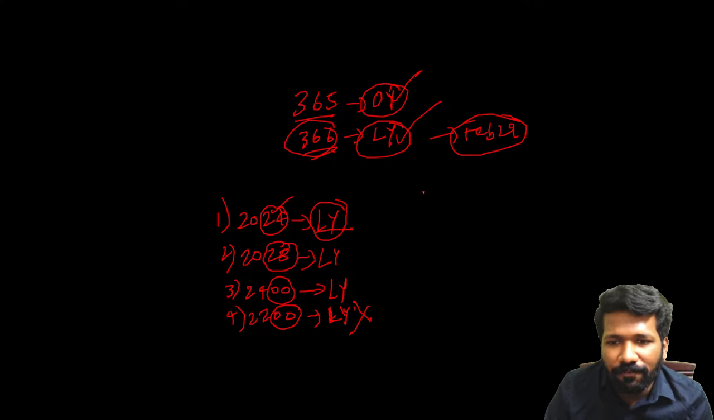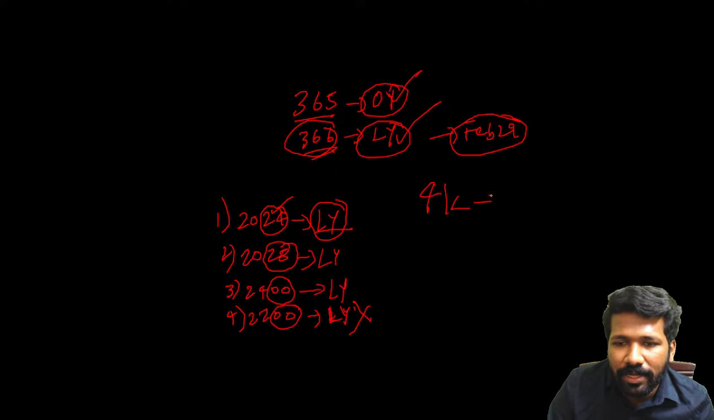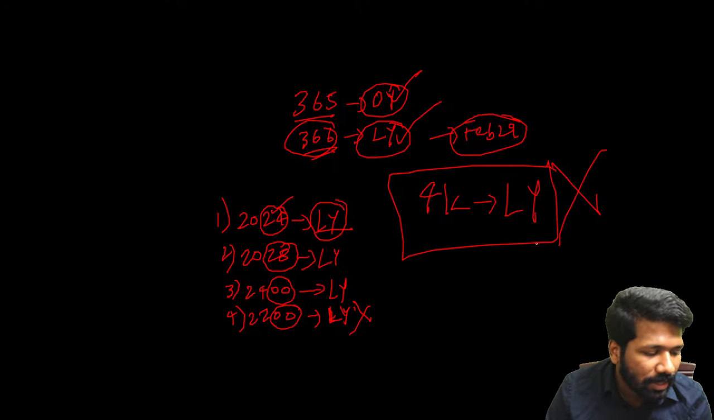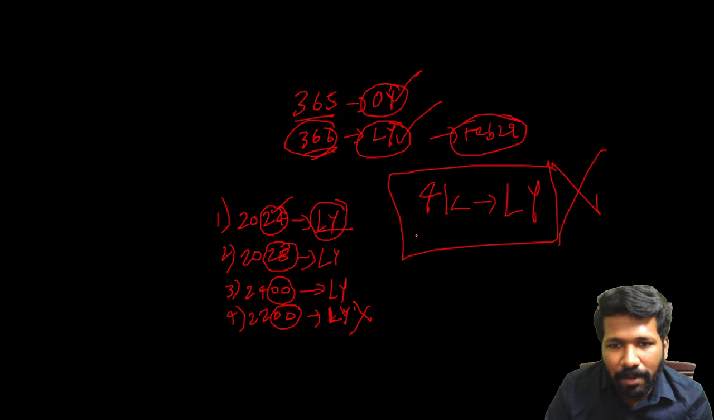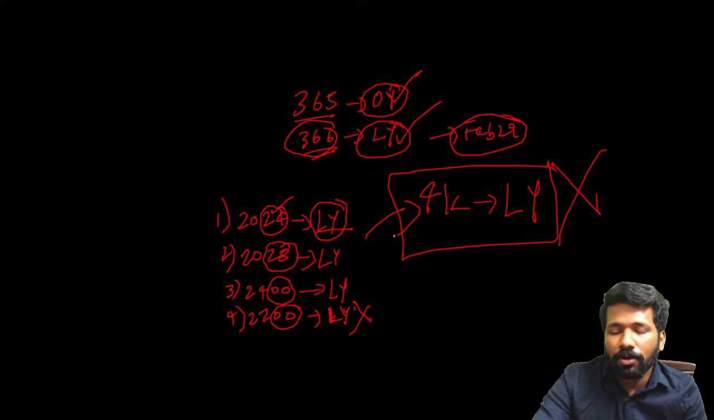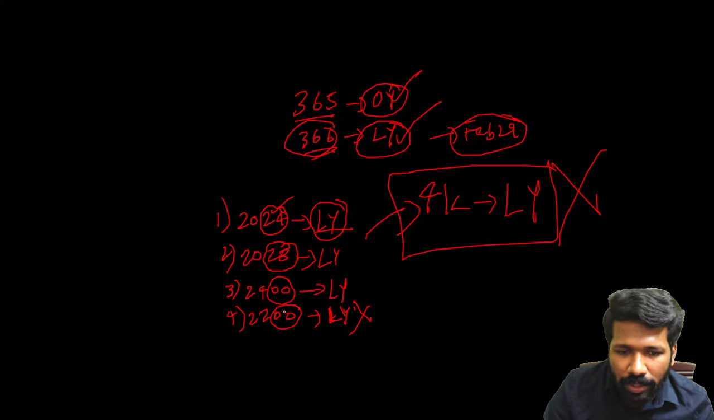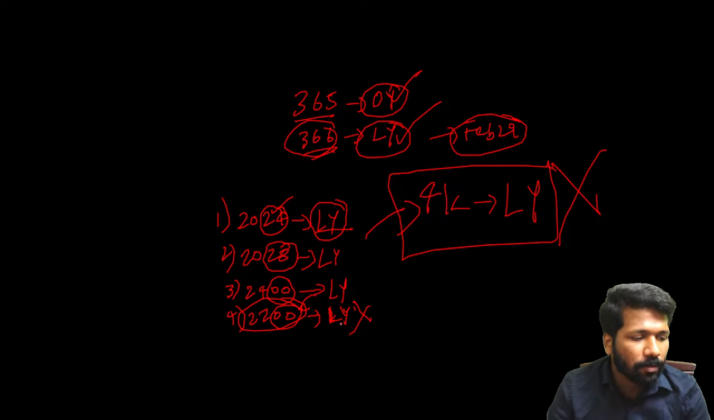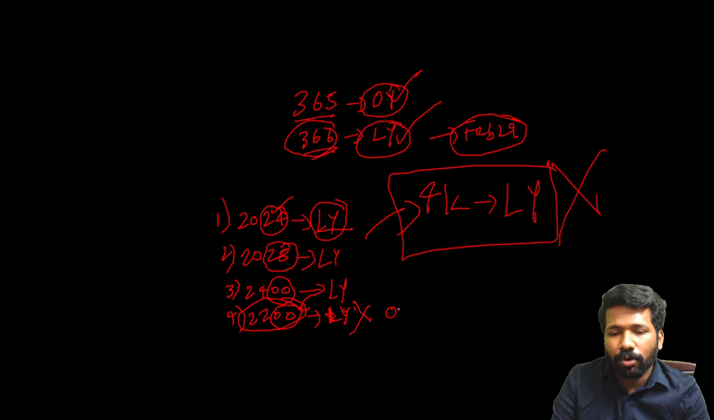If you think that every multiple of 4 is a leap year, that is wrong. Multiple of 4 means leap year, that is a wrong condition. That is only partially true. Every multiple of 4 is not a leap year. 2200 is clearly a multiple of 4, as it is a multiple of 100, so it is a multiple of 4 also. But it is not a leap year, it is an ordinary year.